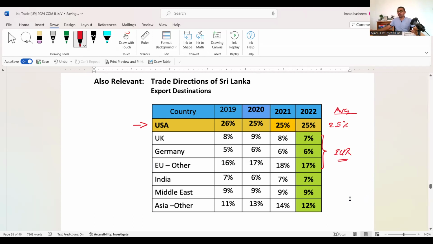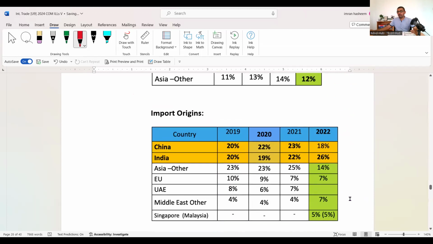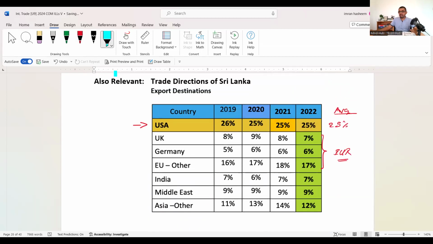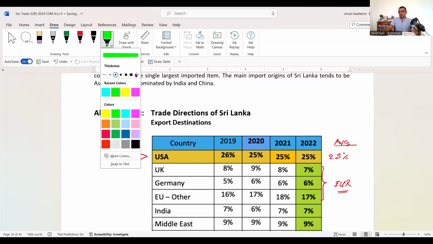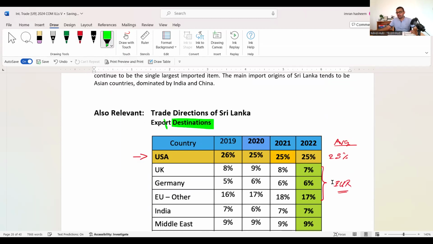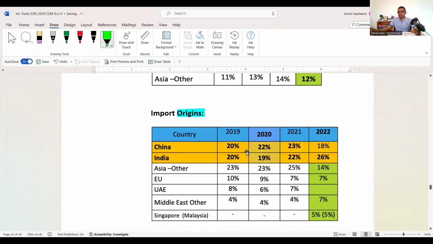Okay. Then import origins. The words are a bit important. Import origin. Export, what do we say? Export destination, import origin. Get it? So where do we mainly import from?